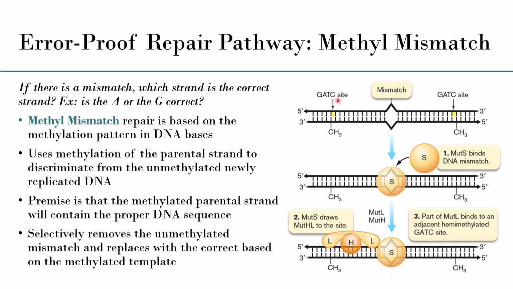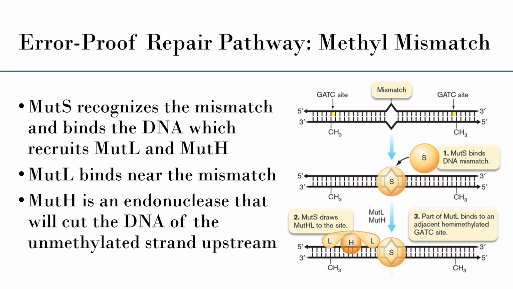So this is how methyl mismatch repair works. We're going to be able to tell the parental strand and the new strand apart because of that methylation, and then the cell will selectively remove the unmethylated mismatch and replace it with the correct base using the methylated strand, the parental strand, as the template. So let's jump into this.